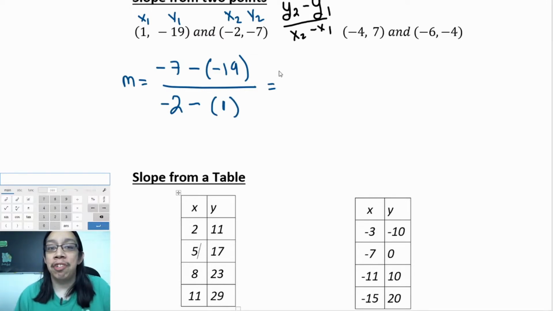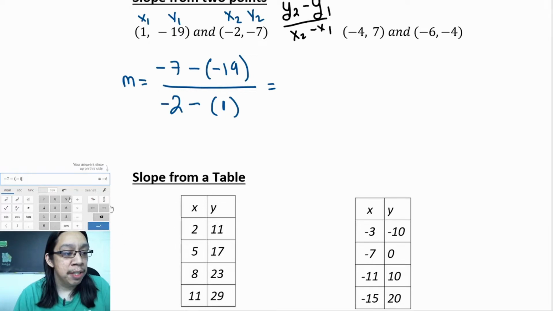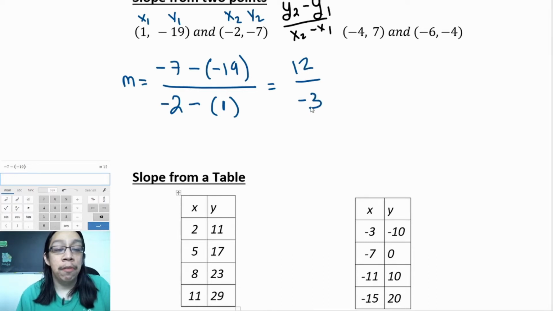All we're going to do now is simplify the numerator, the stuff on top, and simplify the denominator, the stuff at the bottom. We're going to take out our calculator, or you can do it mentally, it's up to you. I have the decimals calculator right above me today. So we have negative 7 minus, parentheses, negative 19, and if we press enter, that's positive 12. So this is positive 12 divided by negative 2 minus 1, which gets me negative 3. Then 12 divided by negative 3 is negative 4. So this is your slope. Likewise, this is also your rate of change.